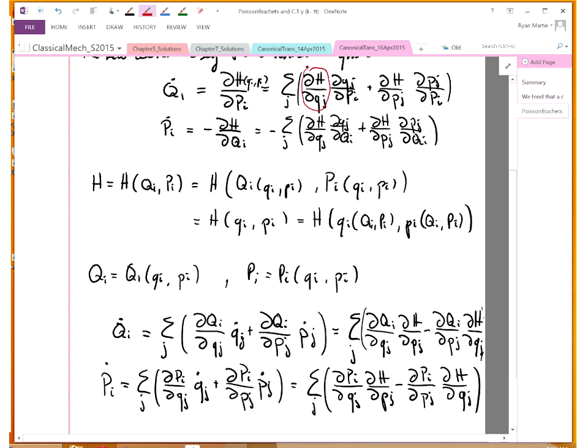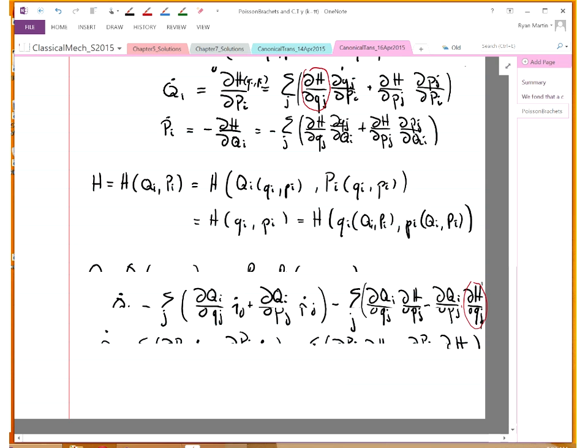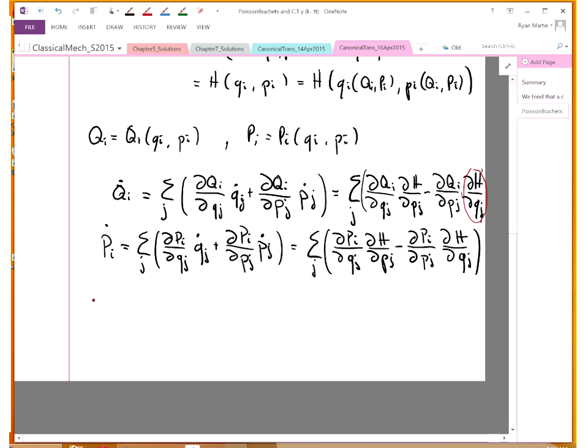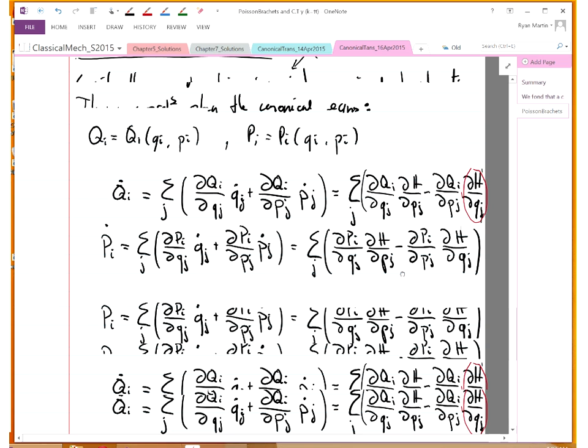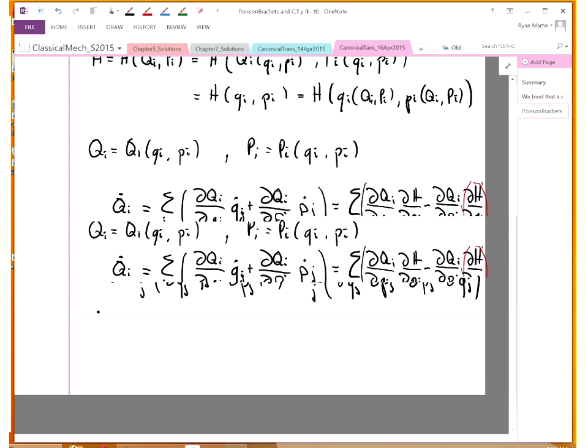And since they're equal, the various terms must be equal to each other. So let me pick out, for example, ∂H/∂q_j in the first expression for q_i dot, and I see it appears again down here in the alternative expression. So the thing that's with it must be equal in the two expressions.